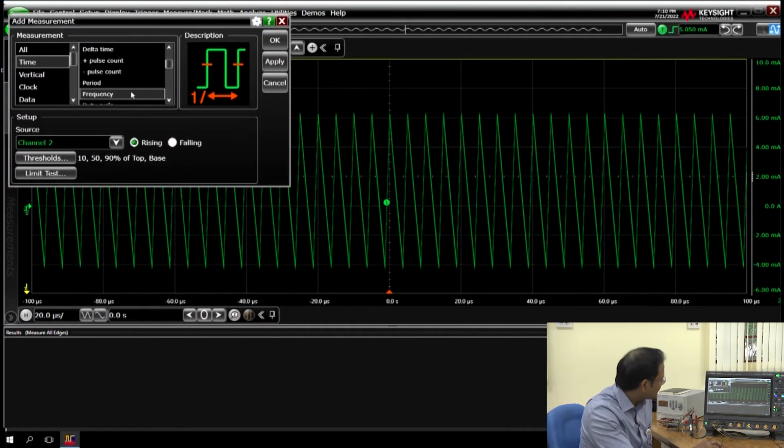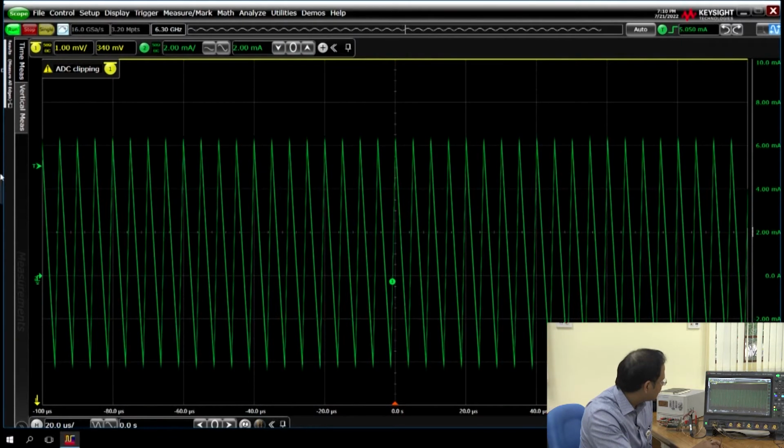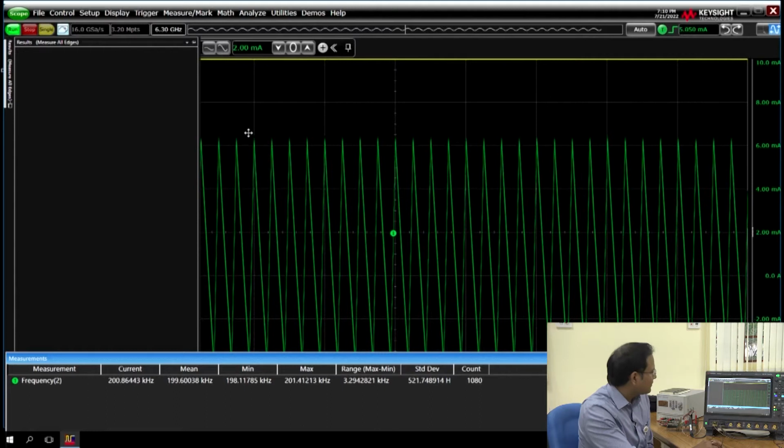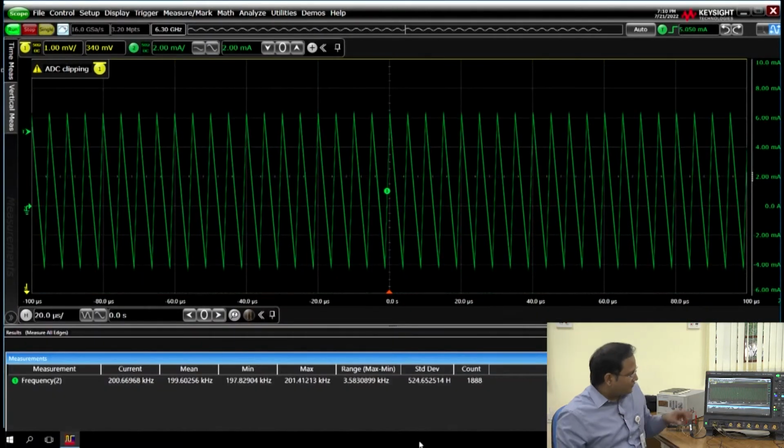Add measurement. So as you can see, the frequency that comes out is 200 kilohertz.